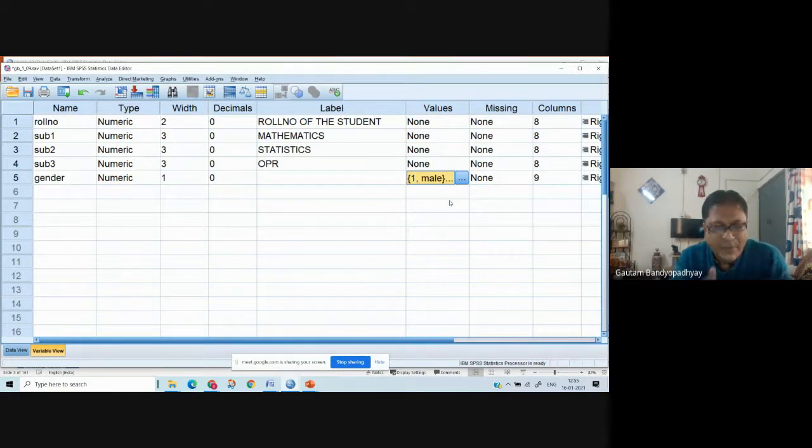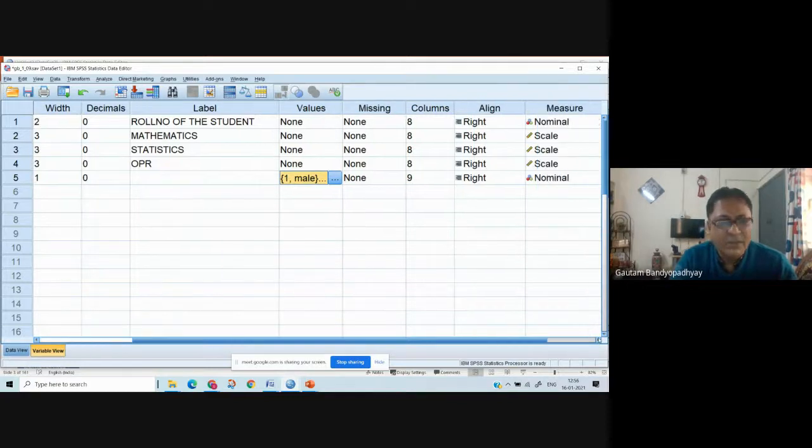That means we convert some qualitative data to quantitative values. Initially gender, male and female, was character. We convert this from qualitative to quantitative. So this is about the variable view. I will discuss the other part, the missing values, tomorrow if I get time in class. And the measure here is nominal. These 3 are scale and the last one is nominal.